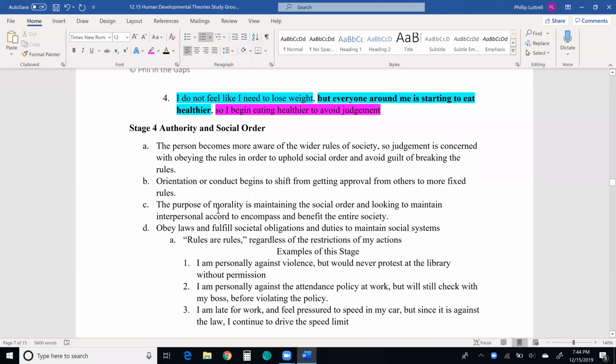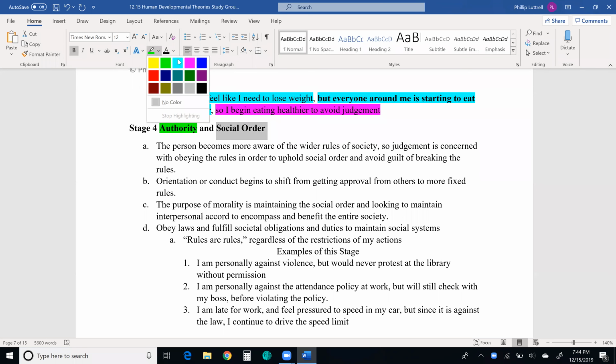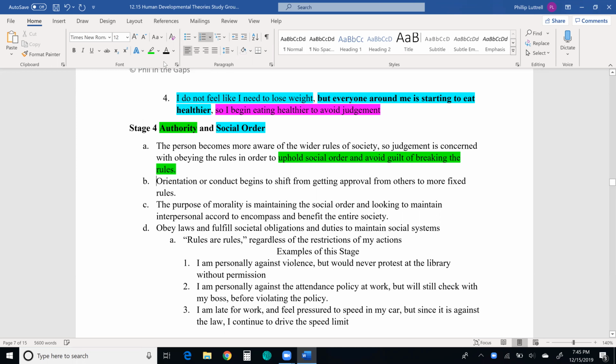Stage 4, authority and social order. Key emphasis on authority, because we're going to continue to respect authority like we have throughout the previous stages. And then social order, so we want to make sure that order within society is upheld. The person becomes more aware of the wider rules of society. So judgment is concerned with obeying the rules in order to uphold social order and avoid guilt of breaking the rules. We want to uphold social order and follow the law, regardless of the negative impacts that it could have, or if it's hurting us in some way.